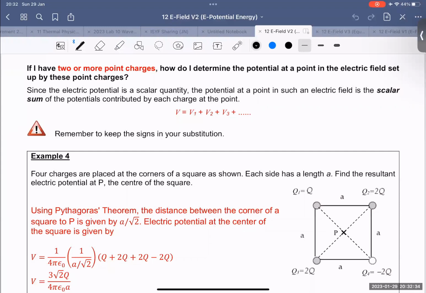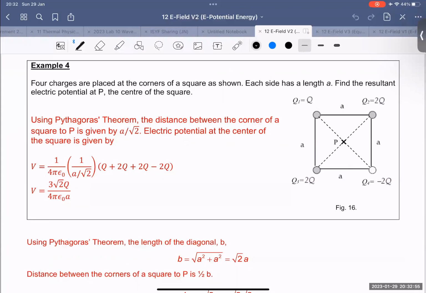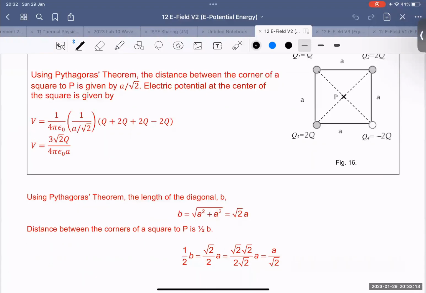So example 4. 4 charges are placed at the corners of a square. Each side has a length A. Find the resultant electric potential at P, the center of the square. So using Pythagoras theorem, the distance from the corner of the square to P is given by A over square root 2. Okay, the working is below. The electric potential at the center of the square is given by 1 over 4 pi epsilon 0, times 1 over A over square root 2, which is the distance from the corner to the center. And then you look at the contribution from each charge. So there are 4 charges: Q, 2Q, another 2Q, and then a minus 2Q.